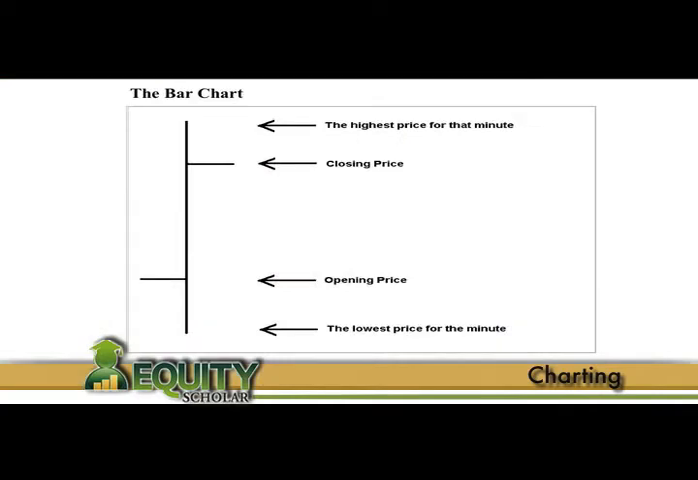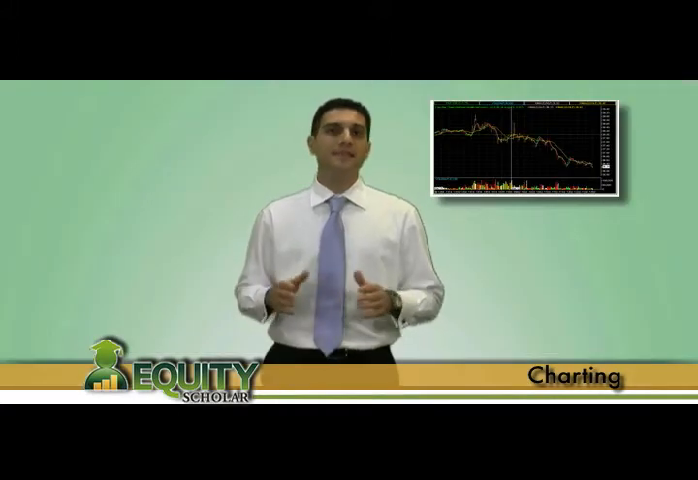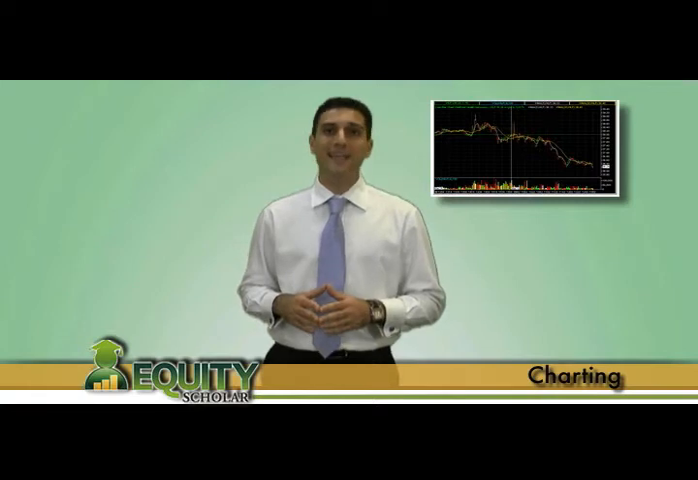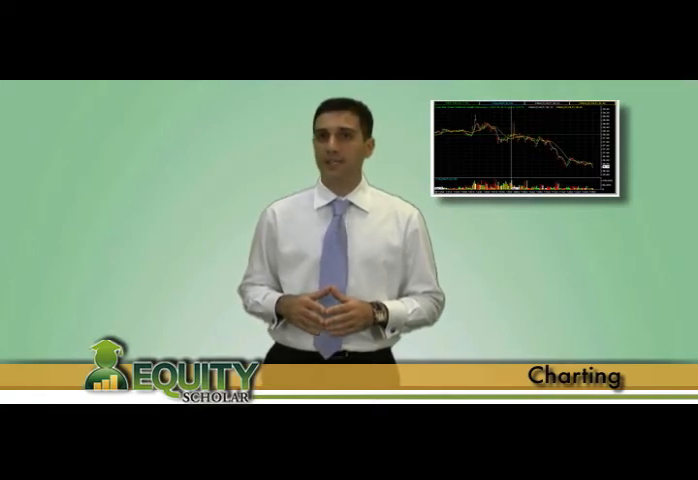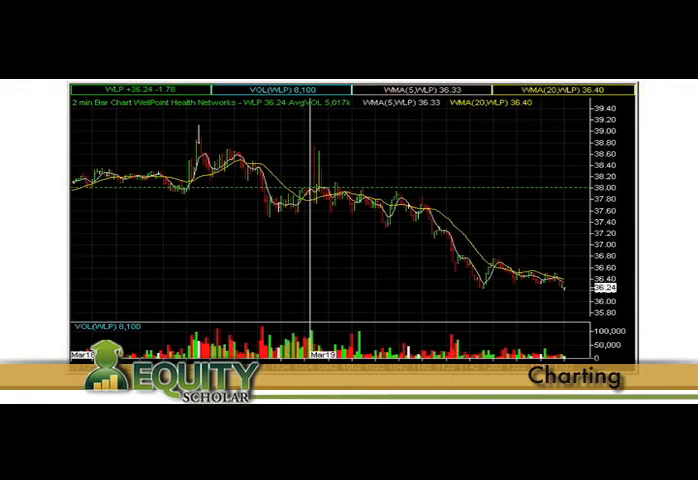The top of the vertical line indicates the highest price at which a security is traded during the time frame, and the bottom represents the lowest price. The closing price is displayed on the right side of the bar, while the opening price is shown on the left side of the bar. This stock chart seen here is an example of what a bar chart looks like. In this example, we are using a 2-minute bar chart. Therefore, each bar represents 2 minutes worth of data.